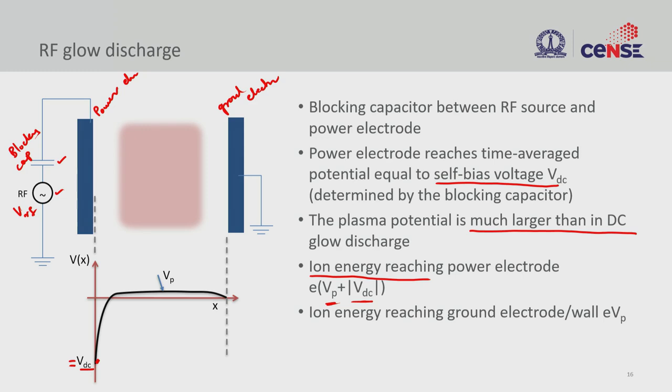In this case, the ion energy reaching the power electrode depends on your self bias voltage, right? And the ion energy reaching the wall on the other side, so the ions can also reach the other side, and that energy only depends on the plasma potential alone. Okay.